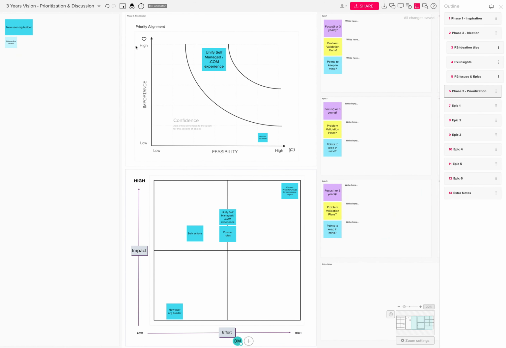In the next phase, we'd like to break those over into these charts to see if we can plan out the effort for the 3 years. For example, low impact, low effort would be this new user organization builder. But something obviously high impact with a high effort would be converting projects and groups to this namespace object that we're thinking about.